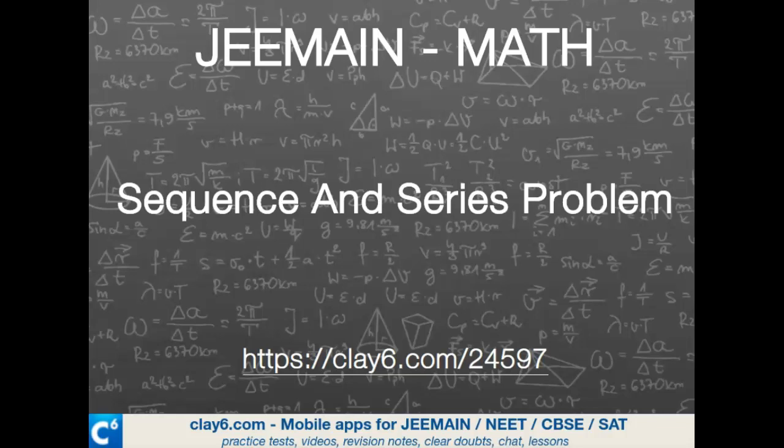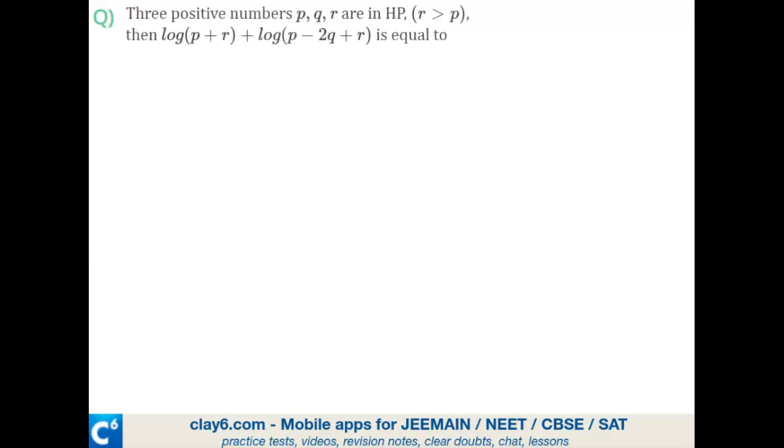This was a simple problem in sequence and series, but this problem reiterates saving time and knowing formulae with respect to logarithms. So let's get to the problem. Three positive numbers p, q, r are in harmonic progression with r greater than p. Then log of p plus r plus log of p minus 2q plus r is equal to.